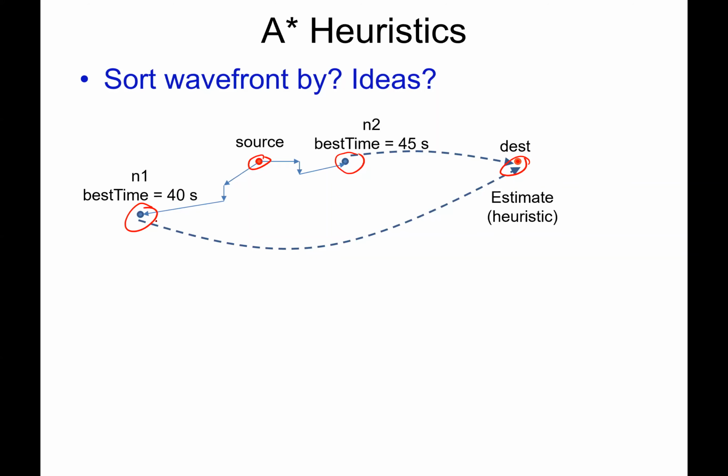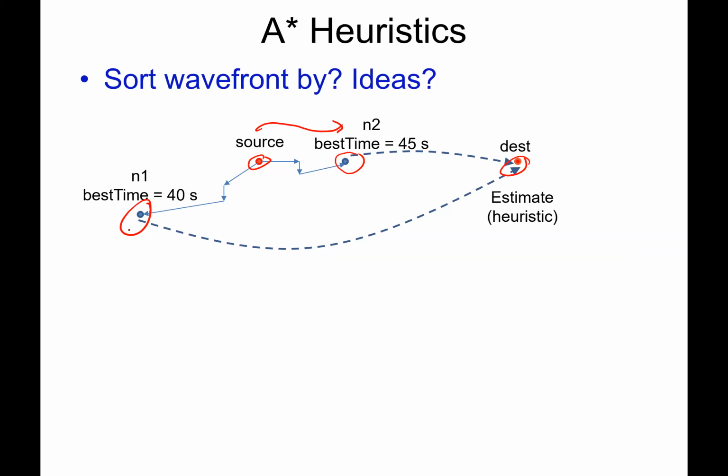Dijkstra's algorithm just sorts by travel time, or what we're calling best time here. But we can see that N2 is actually probably the smarter place to keep exploring from. It's got a little bit higher travel time of 45 seconds from the source to where we are now, but it's a lot closer to our destination. So it's probably going to get us there in less time. Probably we're wasting our time if we're exploring way out here.